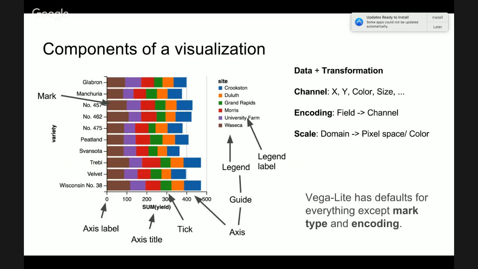In Vega-Lite, we have defaults for pretty much all of these things, except for mark type and the encoding. So whether you want to use a bar, point, or so on, you have to specify that. And you also have to specify the encoding, the mapping from fields to channels. But everything else we have defaults for, and you can specify them if you want to customize them.